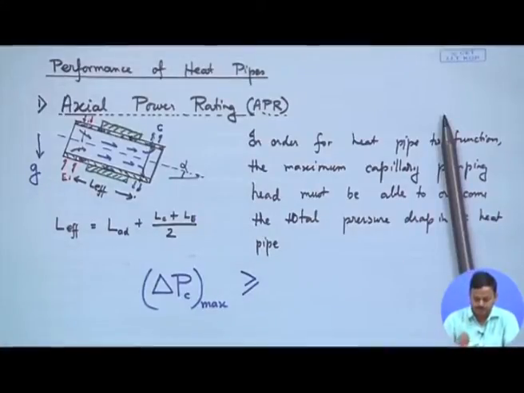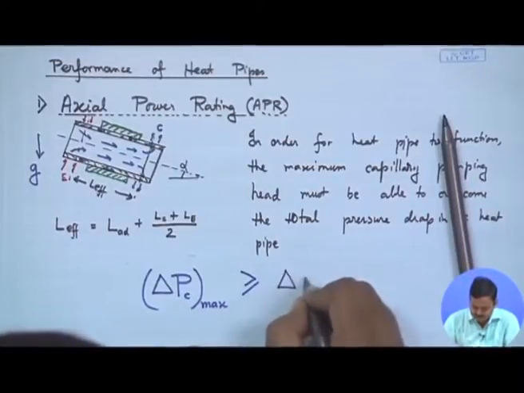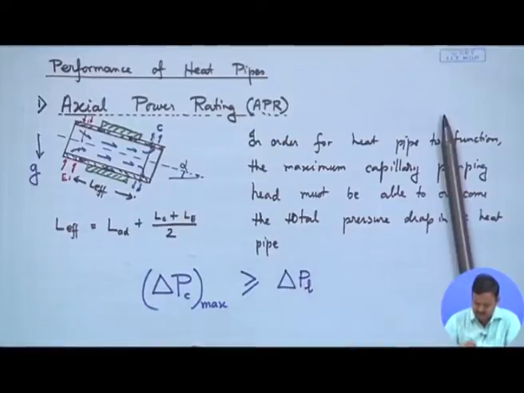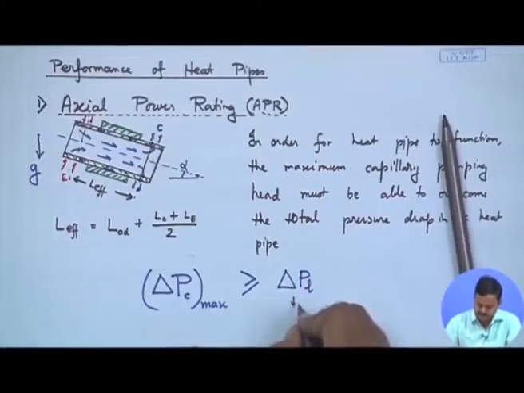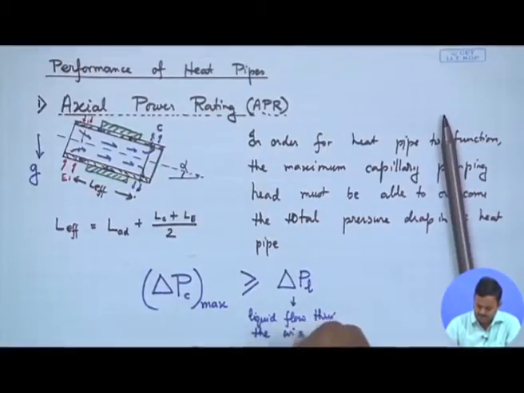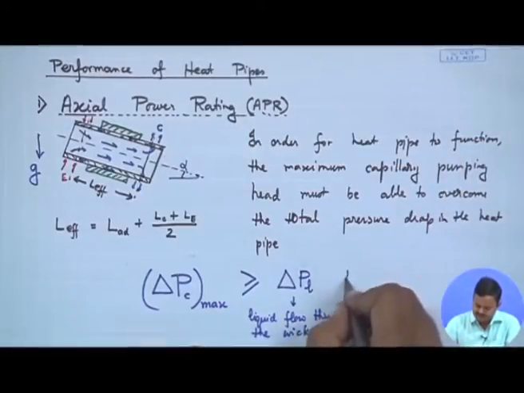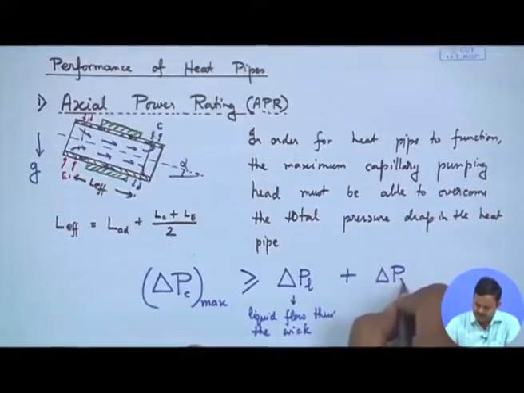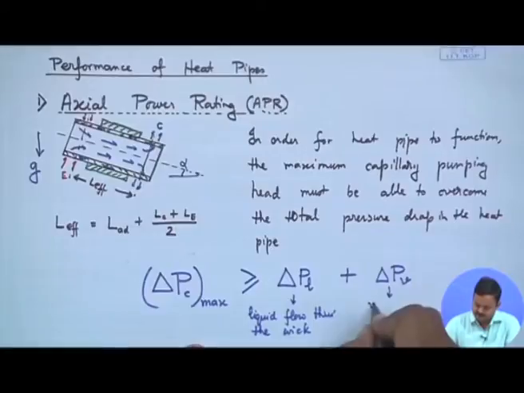So, what are those? The first one I am going to write as delta P L. What is delta P L? This is for liquid flow through the wick. Then I will say delta P V. What is this? This is the vapor flow through the core.